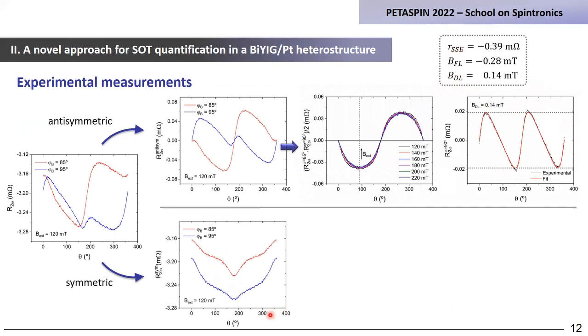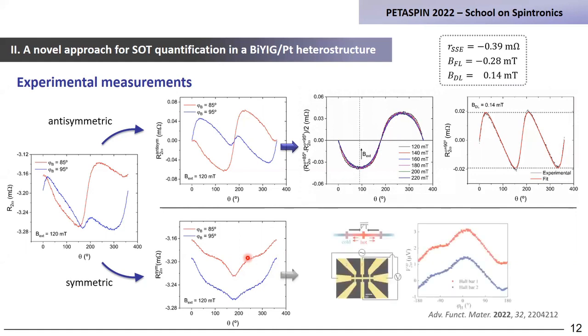On a different side, the presence of a symmetric component can be related to in-plane temperature gradients, which are induced by Joule heating. A similar component has been reported in many other studies in the literature, and that can be thought of as the central region of the whole bar being warmer.